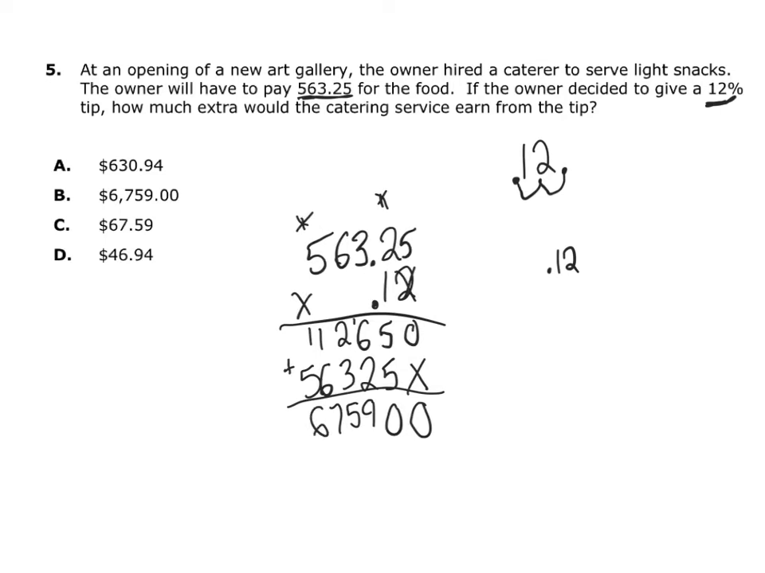Now we have to count up how many decimal places we have up top. We have 1, 2, 3, 4. So we have to move that decimal 4 places to the left. 1, 2, 3, 4. So we end up getting 67.59. And that would be our answer, C. Since it's just asking about the extra from the tip, that would be our answer. If they had asked for the total new price, we would have had to add that $67.59 to the original.